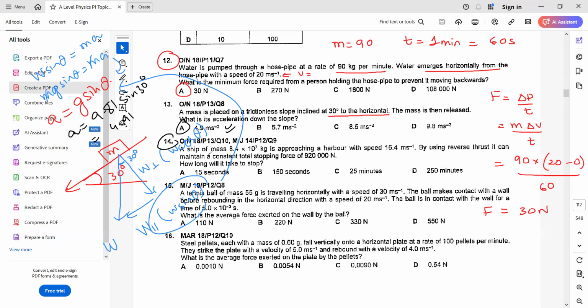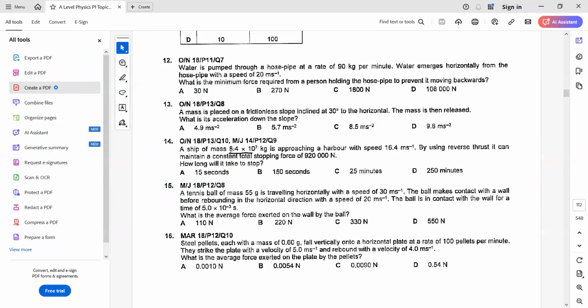Then in question 14, we say the ship of mass 8.4 exponent 7 is approaching a harbor with a speed of 16.4 meters per second. By using reverse thrust, it has to maintain a constant stopping force of this much. How long will it take to stop?